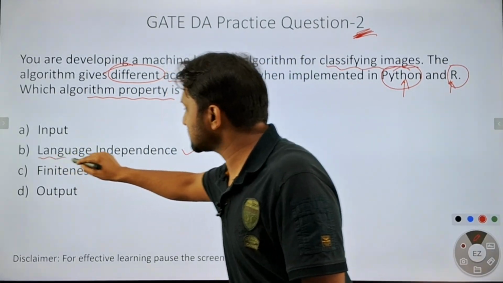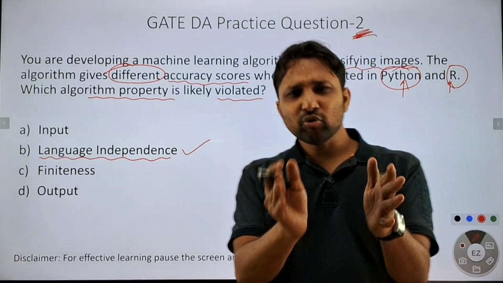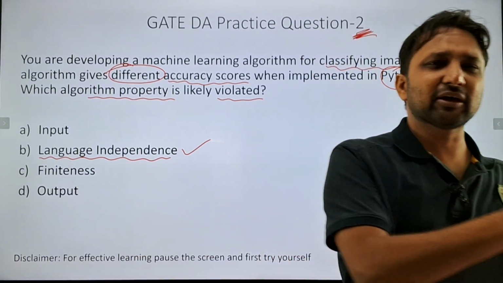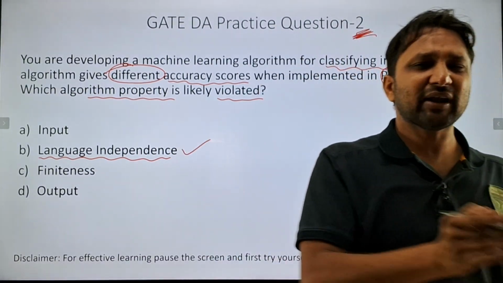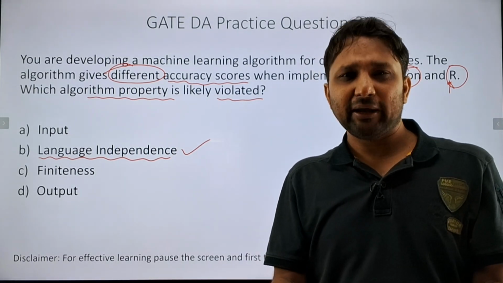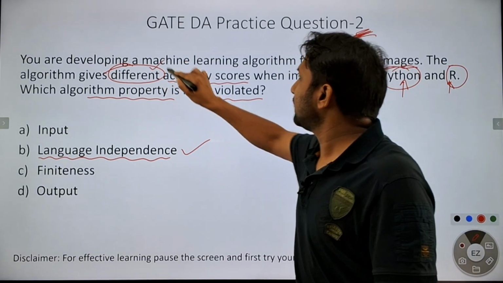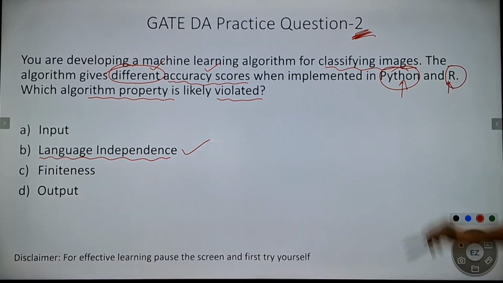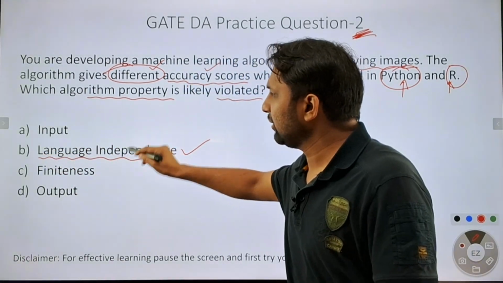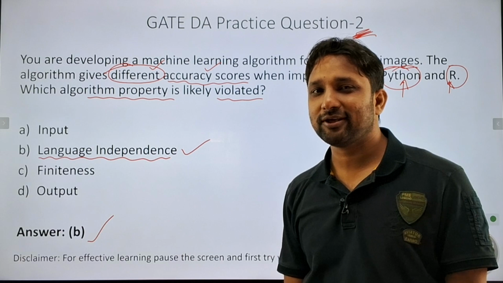We are violating this property of the algorithm. Algorithms are language independent. Once you have an algorithm, if you execute it on Python or R or Java, whatever language, the output should be the same. Okay, they are language independent. But here they are saying that they are giving different accuracy scores with different languages. So we are violating this B property. Okay, B is the right answer over here.